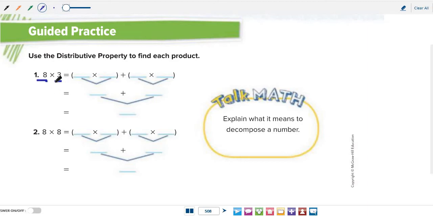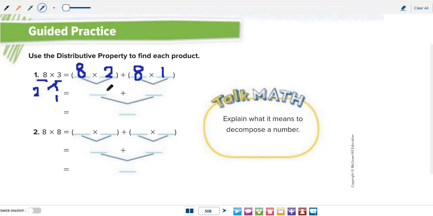But if we decompose 3 into 2 and 1, you know, finding the multiples of 2 and 1 is really easy. So it's a good idea to decompose this factor. So we will keep 8 as is, here and here. And in these two blanks, we will write 2 and 1, because 2 plus 1 equals 3.